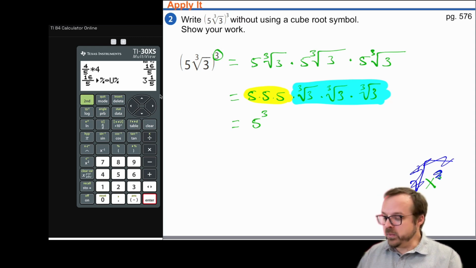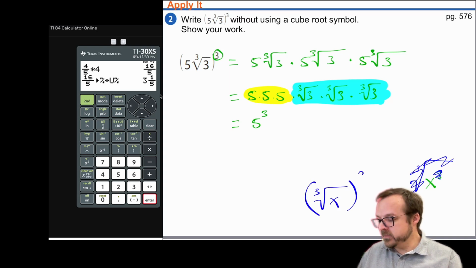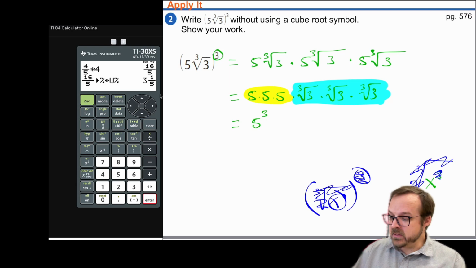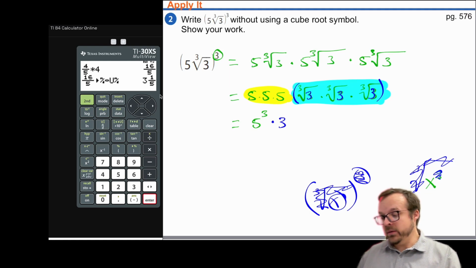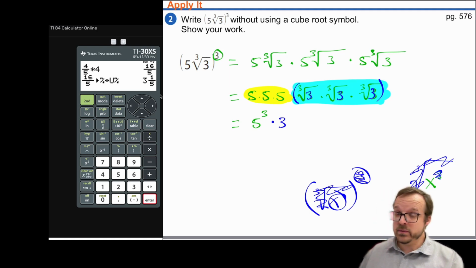It's the same thing when we take a cube root of something and cube it, right? This cube is going to undo the cube root, leaving you with just the x. So in this case, multiplying this 3 times right here, or cubing it, is going to undo itself, leaving you with just the times 3. Like so.